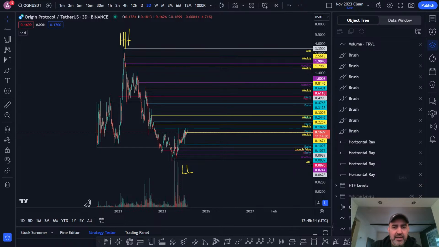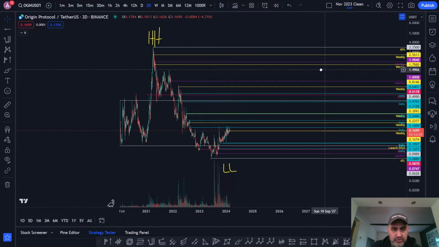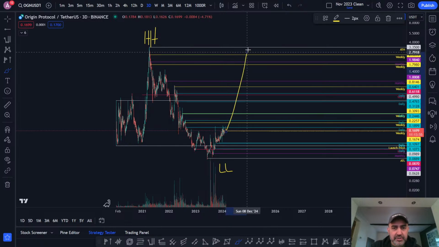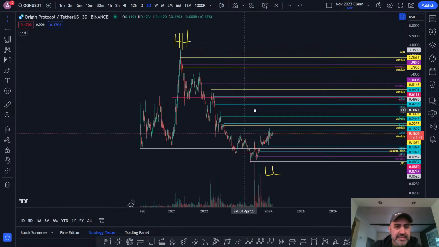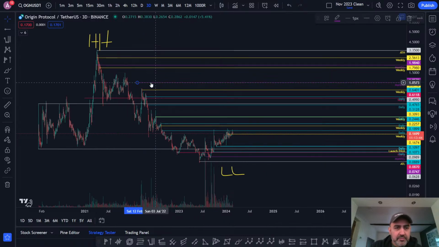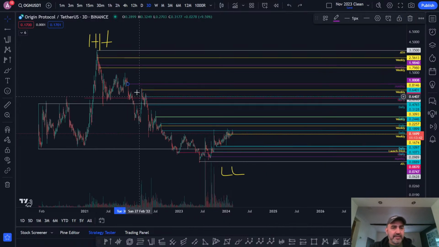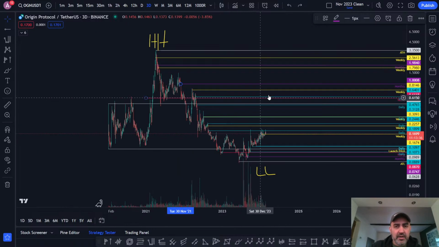And part of the problem with this token is you have a shitload of levels to cross to get up to the all-time high. There's a lot of liquidity levels, so it's not going to be a straight run. You're not just going to go like that. It's going to be a lot harder because you have liquidity levels. On this down move, people will be looking to set orders where you'll need more volume to push the price up.